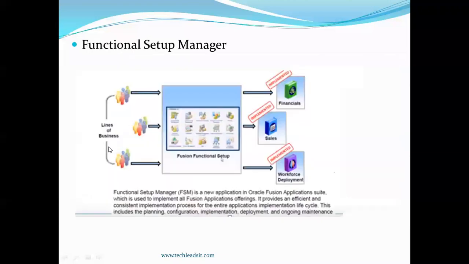See here, this is line of business. If you see the quick glance here, the business partners like A, B, C. Here, Fusion functional setup has all the product families. If you want to implement financials, you can simply deal with Functional Setup Manager. If you go with sales, or workforce deployment, simply navigate to Functional Setup Manager. You can do whatever business-related services you require, like planning, configuration, implementation, deployment, and ongoing maintenance. Everything is maintained here from Functional Setup Manager.